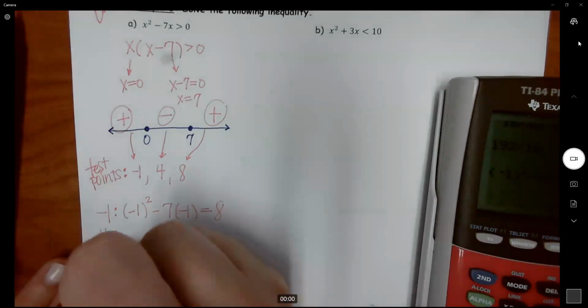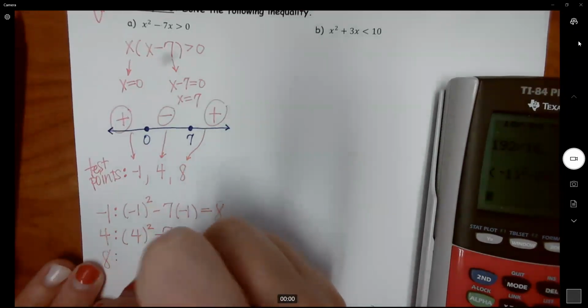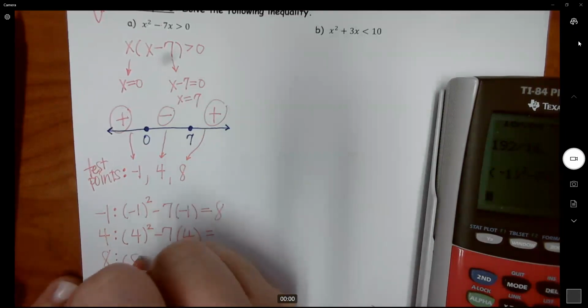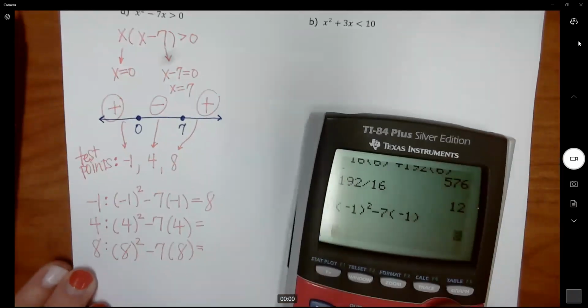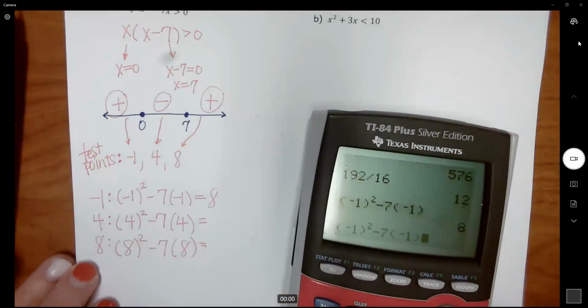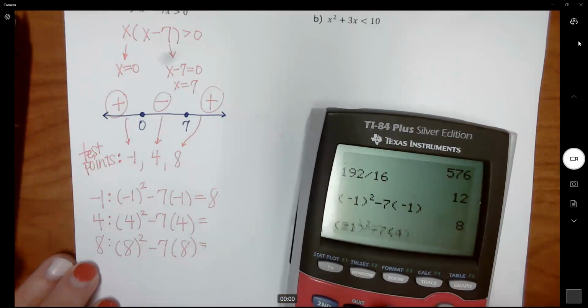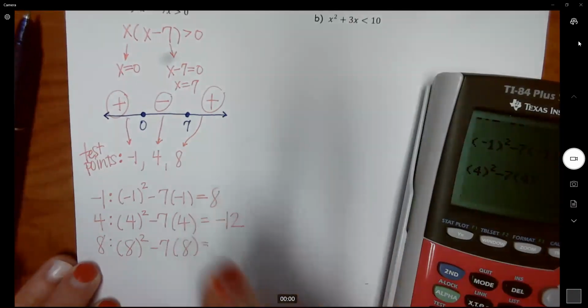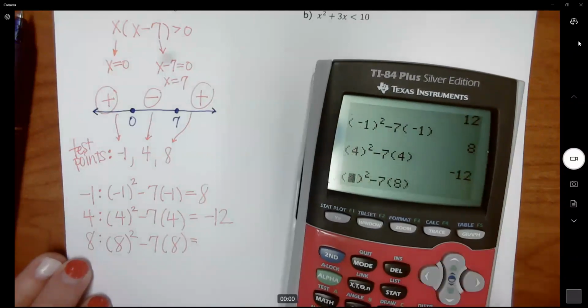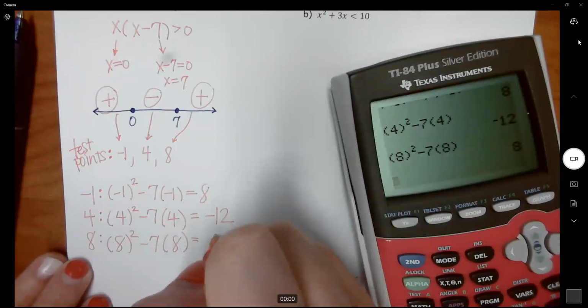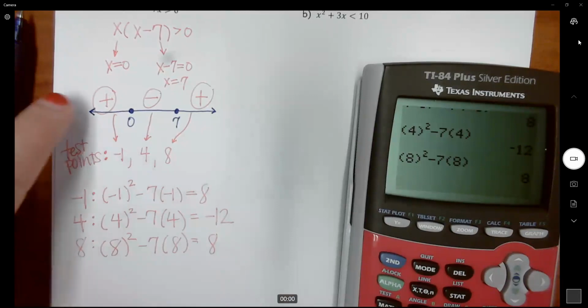But for practice, I'm going to go ahead and plug in 4, and I'm going to plug in 8. So I'm just going to come up here and edit. And we've got 4. So exactly what we said, that's negative. And we get another 8, so positive. So positive, negative, positive.